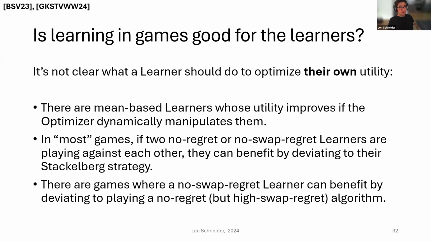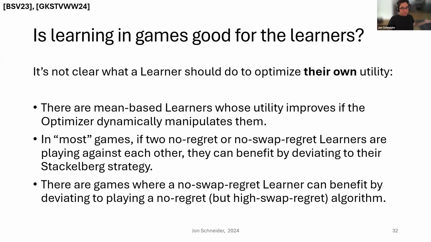So you can interpret this as maybe evidence that you should run these mean-based algorithms. But of course, there are also examples that go the other way, like the examples I showed you earlier. And there are other things that add to this confusion. For example, in the metagame setting that Yoav was talking about earlier, if you have two no swap regret learners playing against each other, sometimes these no swap regret learners can benefit by deviating to either their Stackelberg strategy or even to just playing regular no external regret algorithms. So there's definitely a situation where it's hard to say that no swap regret is strictly the best thing to do in every single situation.